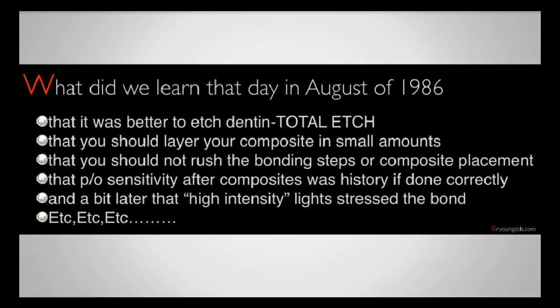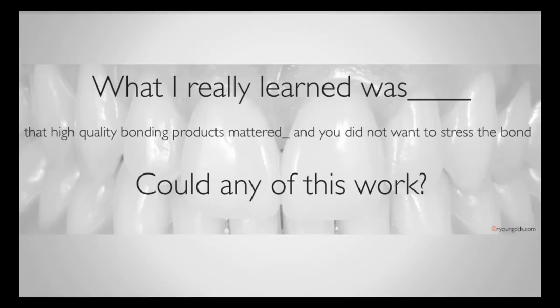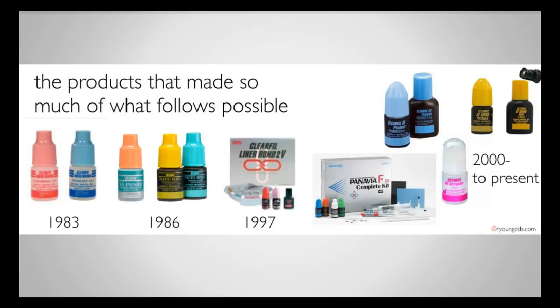And so what I really learned was that high-quality bonding products mattered. You did not want to stress the bond. So could any of this work? Well, let's take a look. These are the products that I've used over the years, started with New Bond, went on to Photobond, Liner 2V, Panavia F, and now currently Clearfil SE, SE Bond, and the Dual Cure Activator. And so my history, I still keep this bond in the fridge. This has never changed for me. But there are also a couple others that I'd always play with.